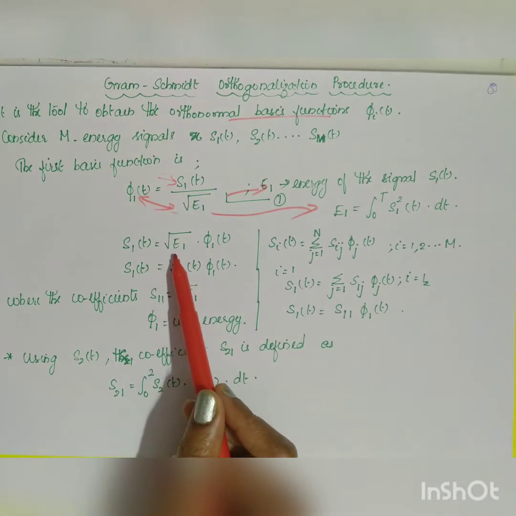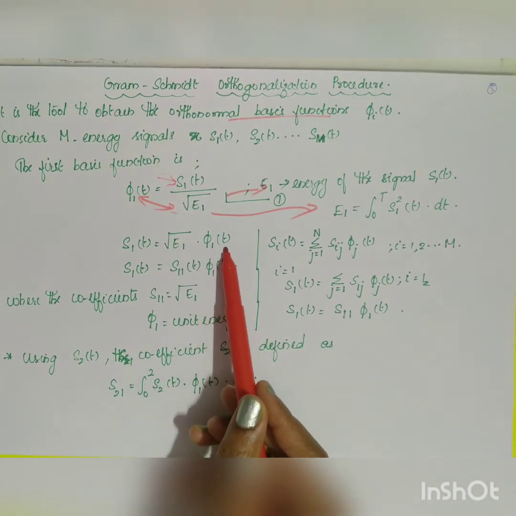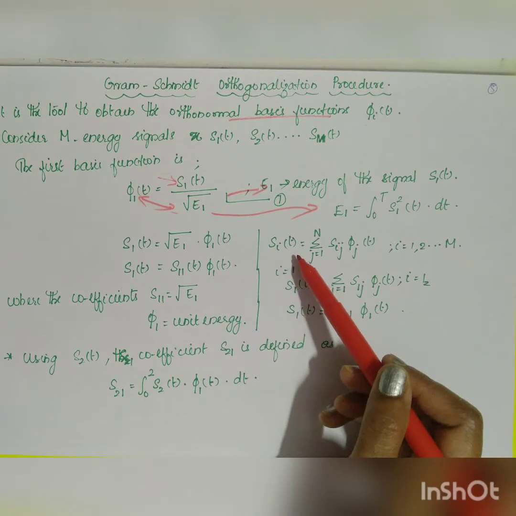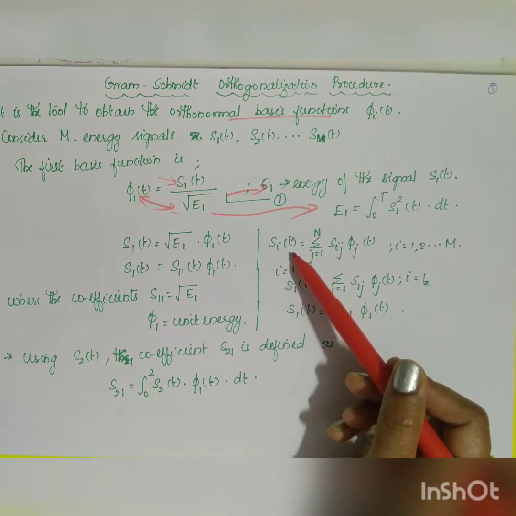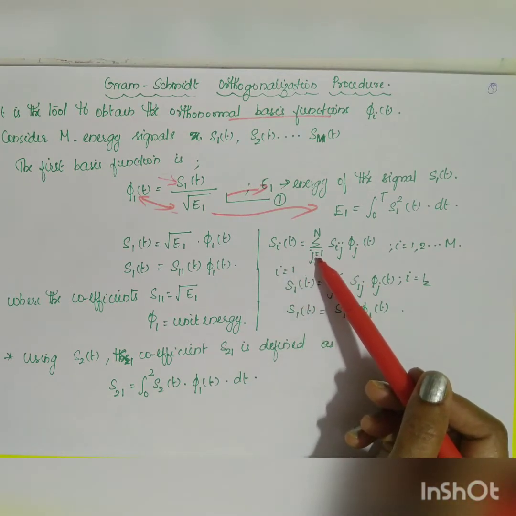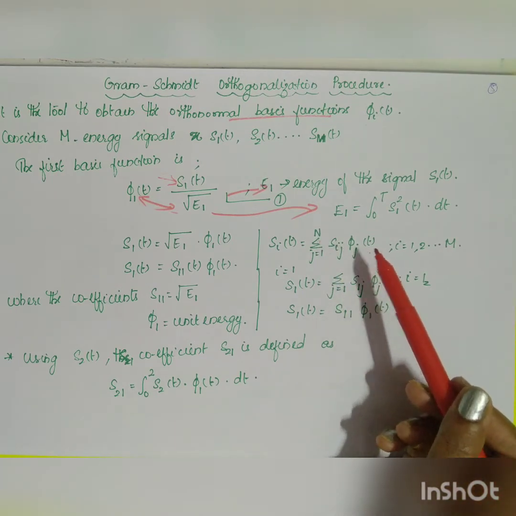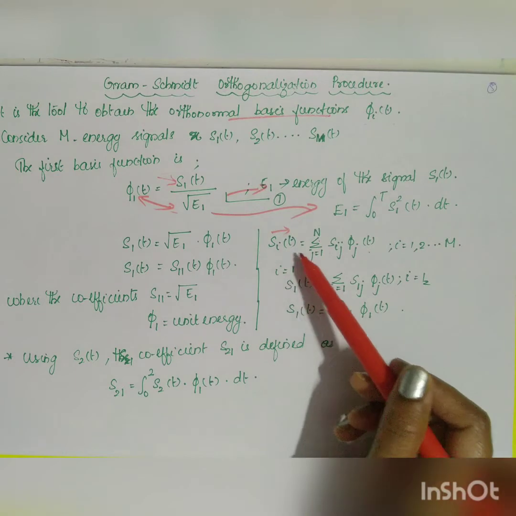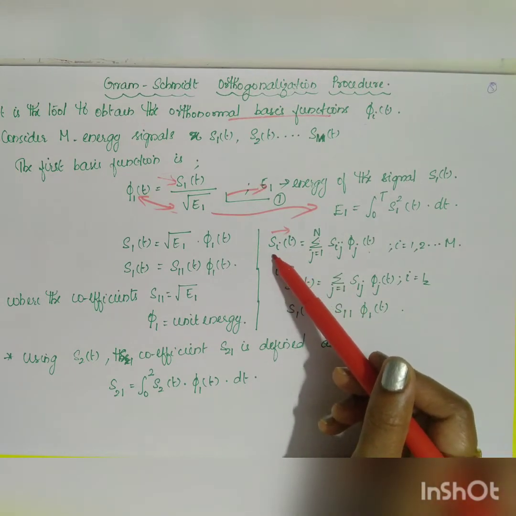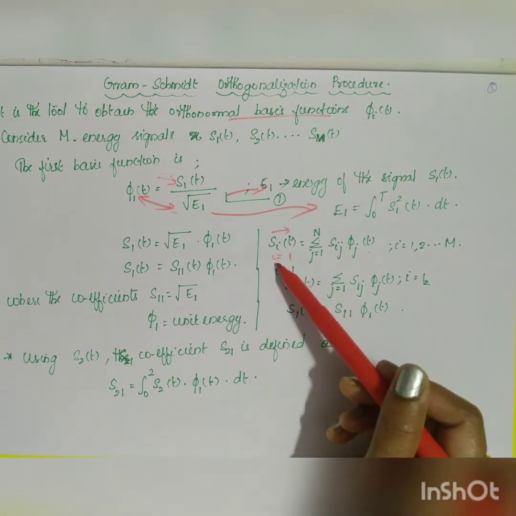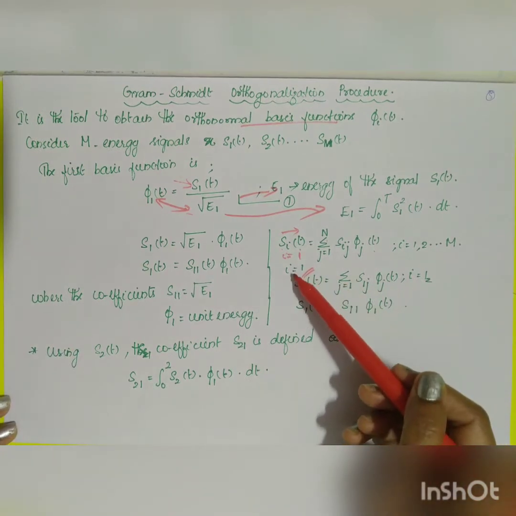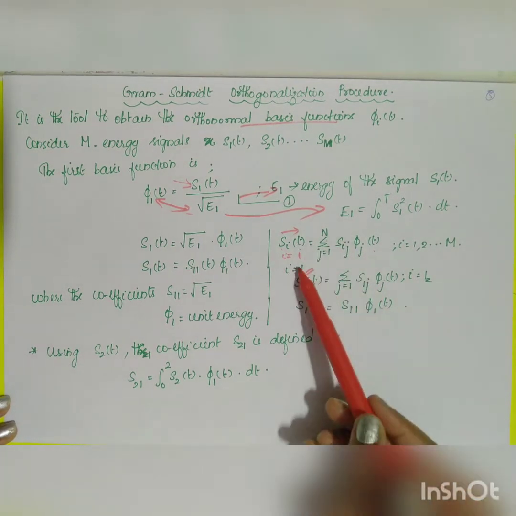S1 of t is equal to root of E1 into phi 1 of t. Now in general, you know that Si of t is equal to summation j is equal to 1 to n Sij into phi j of t. This is from the geometrical representation, right? So now we have to find the first case. In the first case, if i is equal to 1, what will you get?